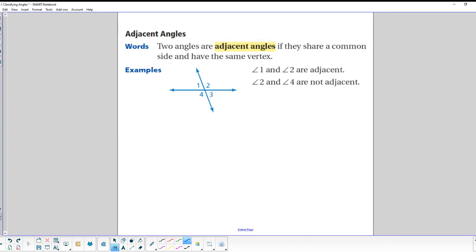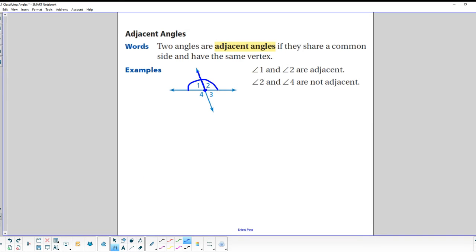Two angles are adjacent angles if they share a common side and have the same vertex. For example, angles 1 and 2 are adjacent to each other because they share a common side right here, and they share this vertex right here.